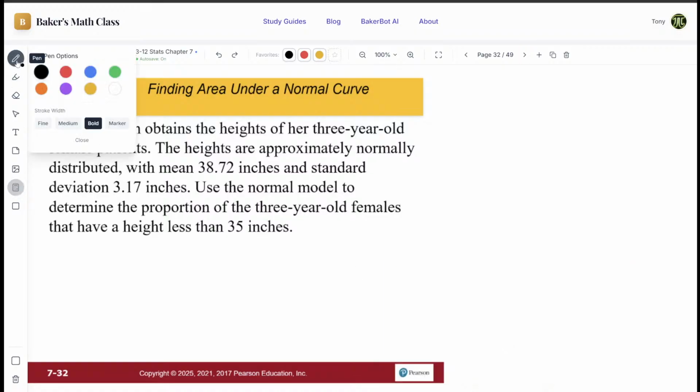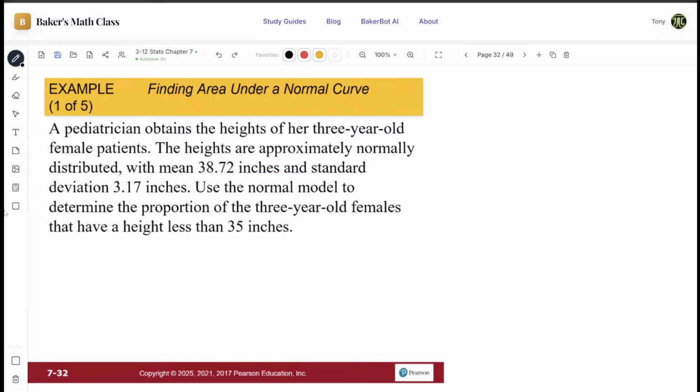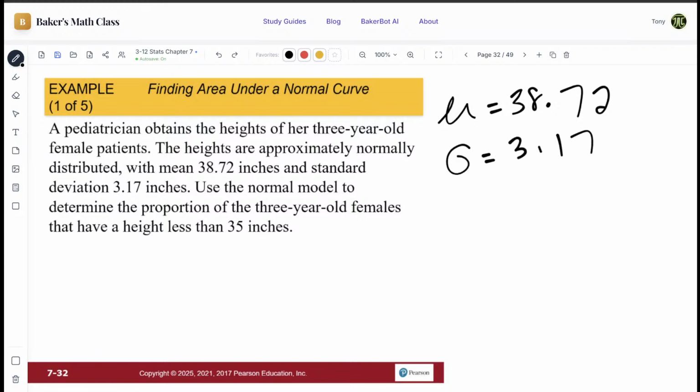All right. So a pediatrician obtains the heights of 3-year-old children. The heights are normally distributed. We did this one. My mean is 38.72. My standard deviation is 3.17. What proportion of 3-year-old females have a height less than 35 inches?